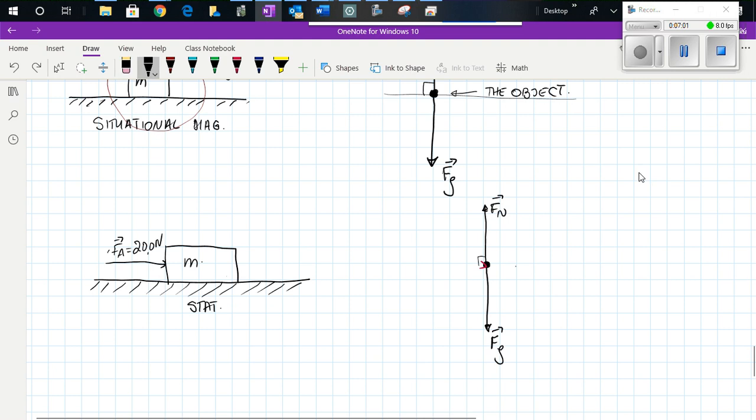And the force applied will be starting at the object and going in the direction that you see on the situational diagram, the correct one. This force being here is not the correct one because it is ending at the object. The rule for the free body diagram is everything starts at the object.